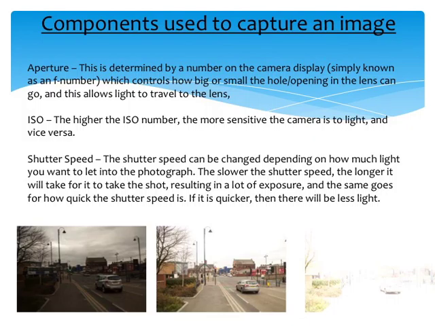As you can see at the bottom of the screen here, there are 3 pictures taken using every component used to capture an image. The image on the left is what the image looked like when it was first taken. The middle image is after all 3 of these components were messed around a little. The shot is a little overexposed, however, it is a lot better in comparison to the image on the left. And the image on the right, as you can see, is too overexposed, so you can barely see anything.